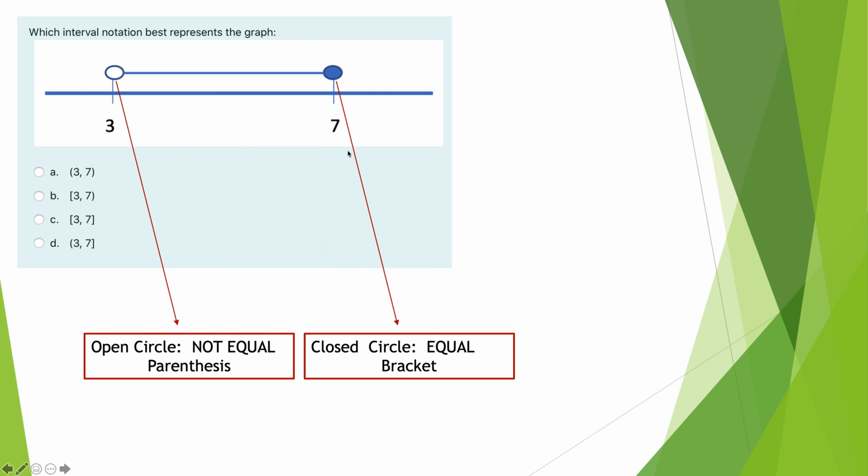And then a closed circle means, yes, I can equal 7. I can get closer and closer and closer. As a matter of fact, I can go all the way up to and include 7 because that circle is filled in. Okay, so that means you can equal it, and an equal is represented by a bracket.